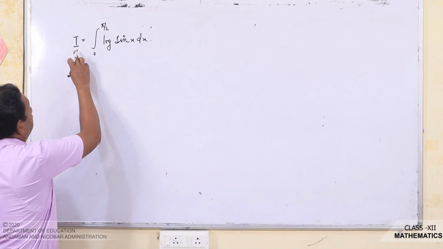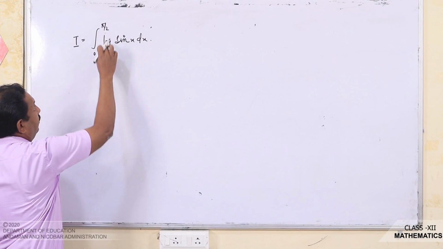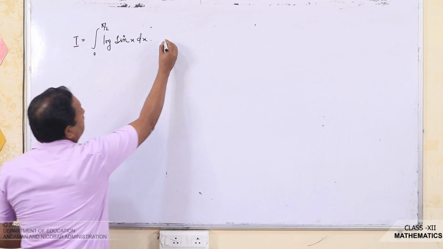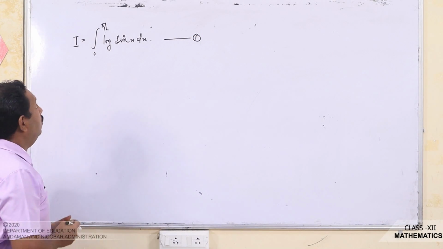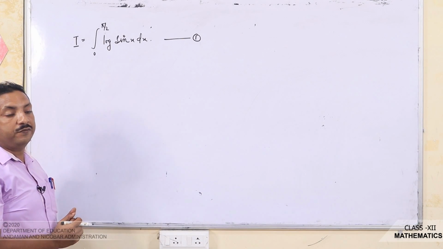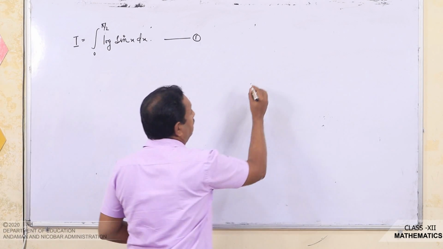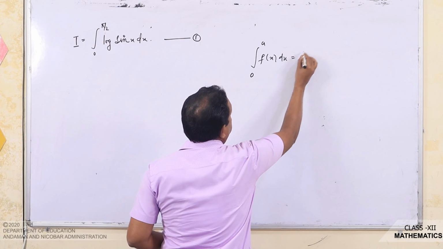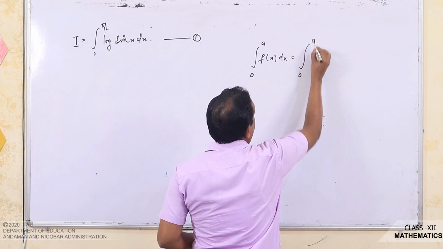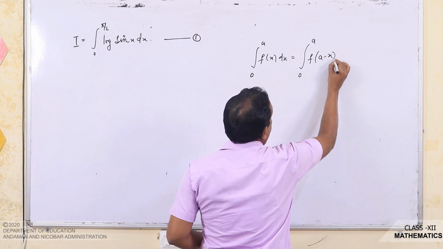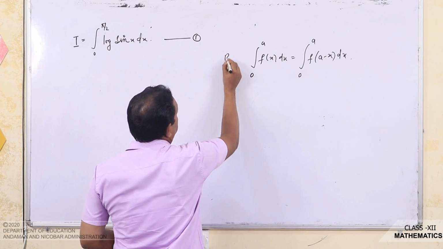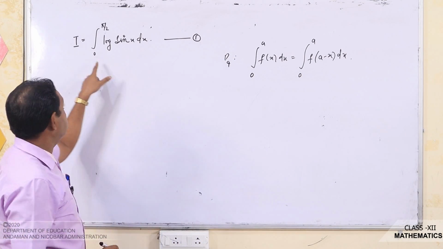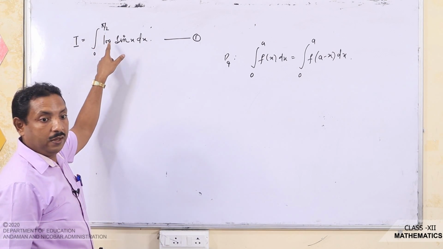I have I equal to integration from 0 to pi by 2 of log sin x dx. Take this as 1. Now, which property can we apply over here? Do you remember that property: integration from 0 to a of f of x dx is equal to integration from 0 to a of f of a minus x dx. I think it is P4. I will apply this property over this question because it is 0 to pi by 2, 0 to a.